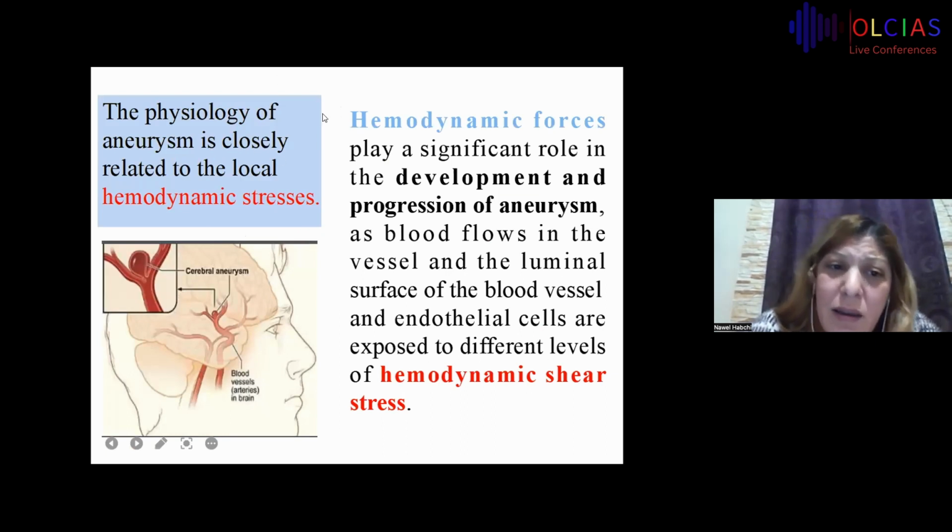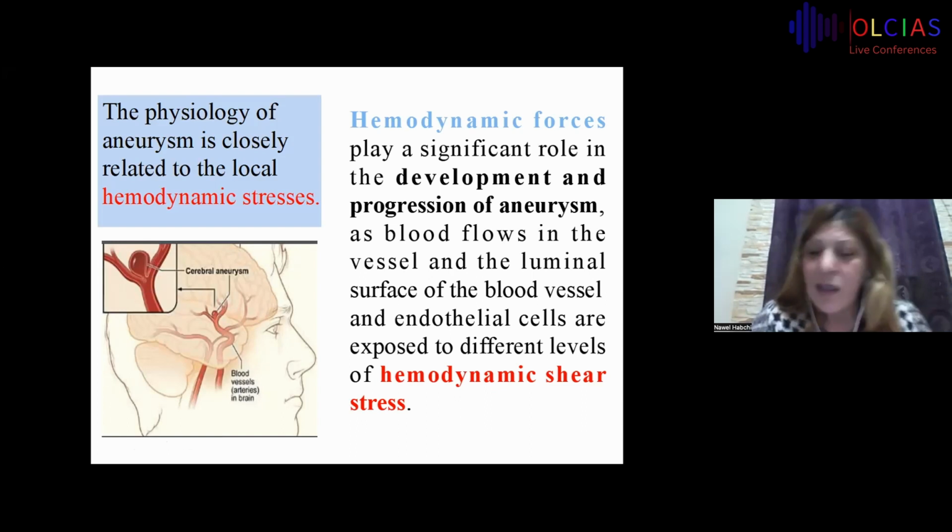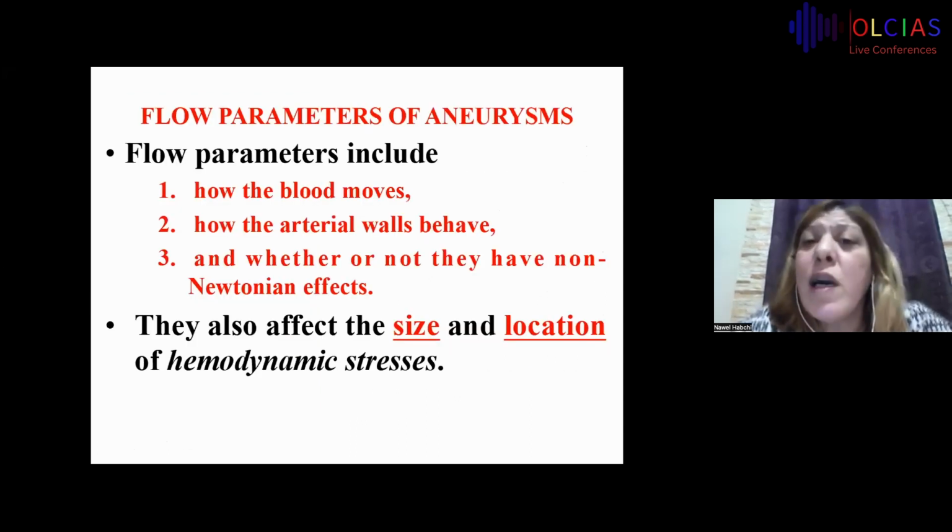In cerebral aneurysm, we have hemodynamic forces. These hemodynamic forces are created by blood flow. Okay, so here we have hemodynamic shear stress. The blood flow creates hemodynamic shear stress. So we can say that the physiology of aneurysm is closely related to the local hemodynamic stress. So the blood flow creates hemodynamic shear stress, and then we have the progression of this aneurysm to the rupture phase.